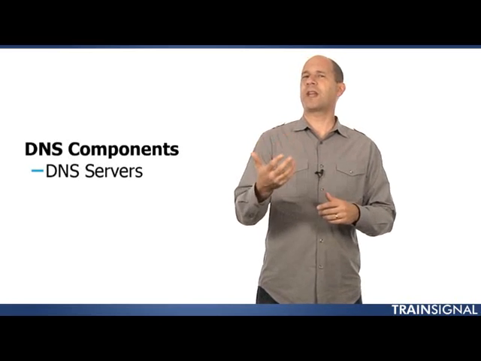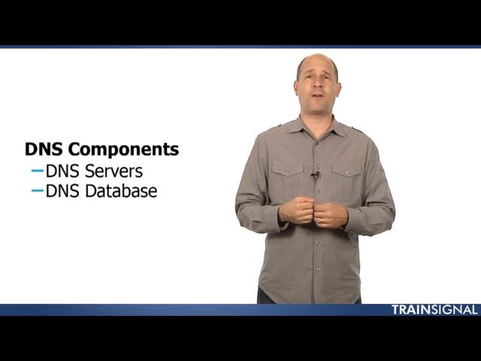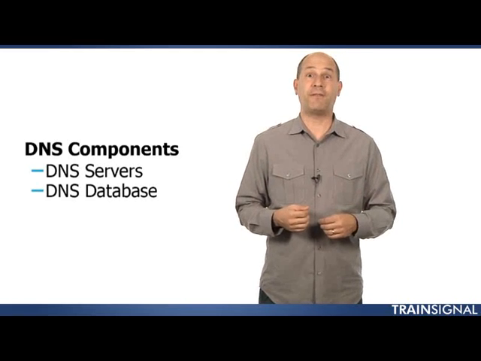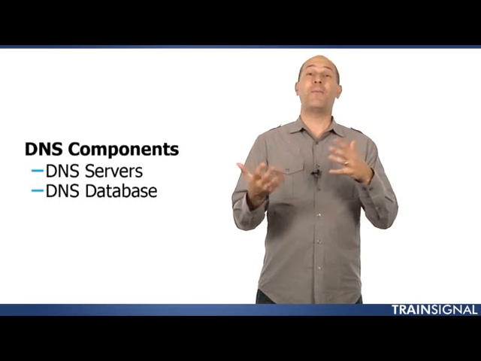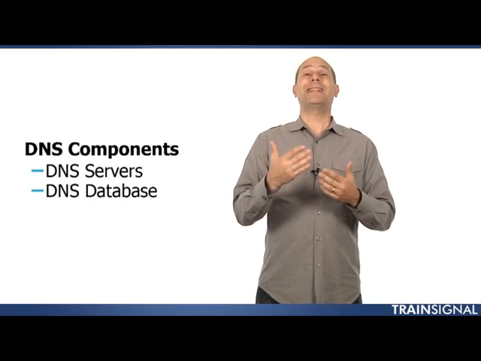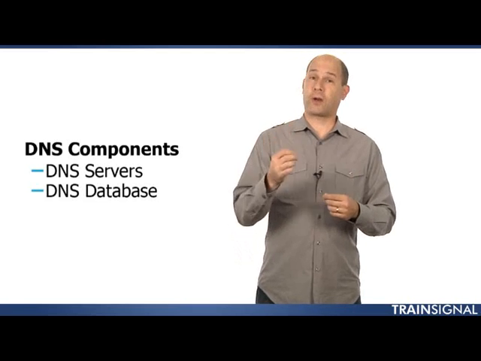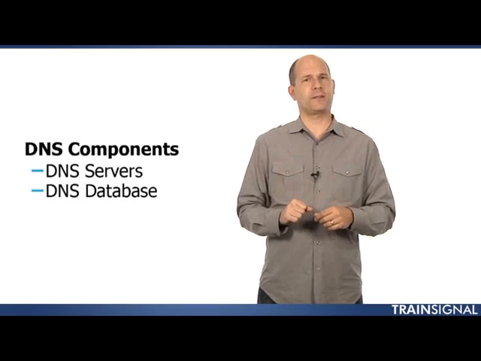Now, I mentioned it was kind of a segue into the second component I want to mention, which is the DNS database itself. Well, that should be fairly obvious. I pretty much just gave it to you. It's a listing of names and the matching IP addresses. And we say that within that database, it's a list of DNS records. And we're going to talk about some of the specific records later on in this lesson.